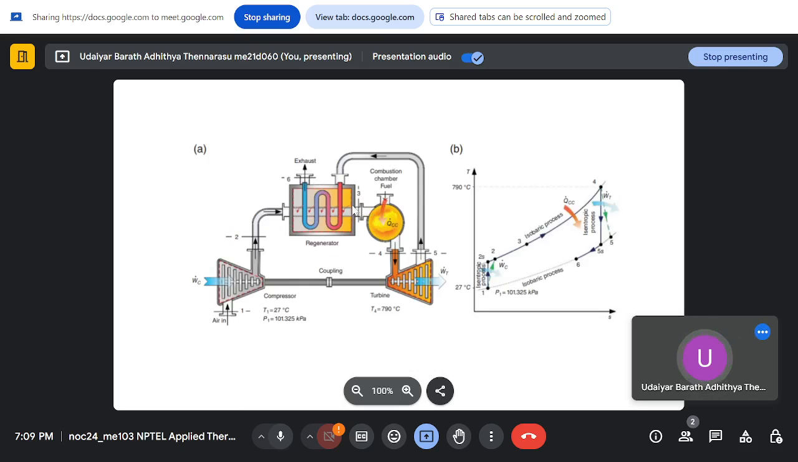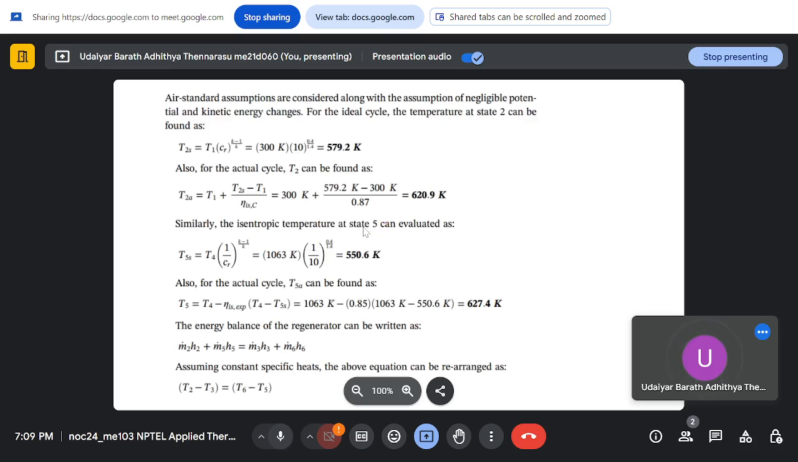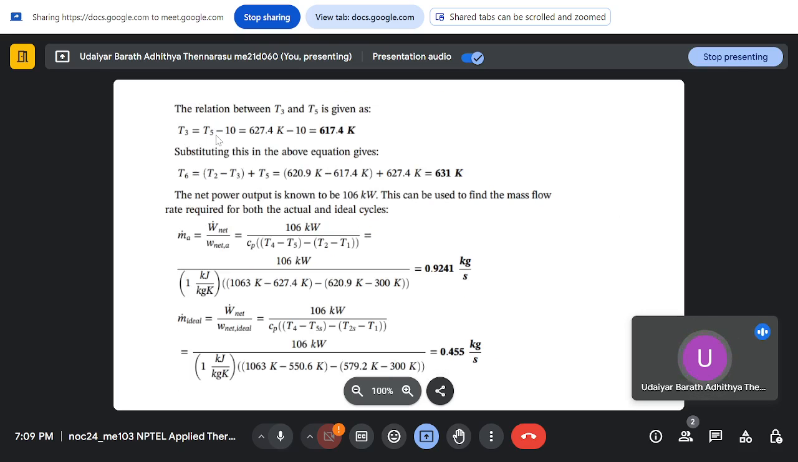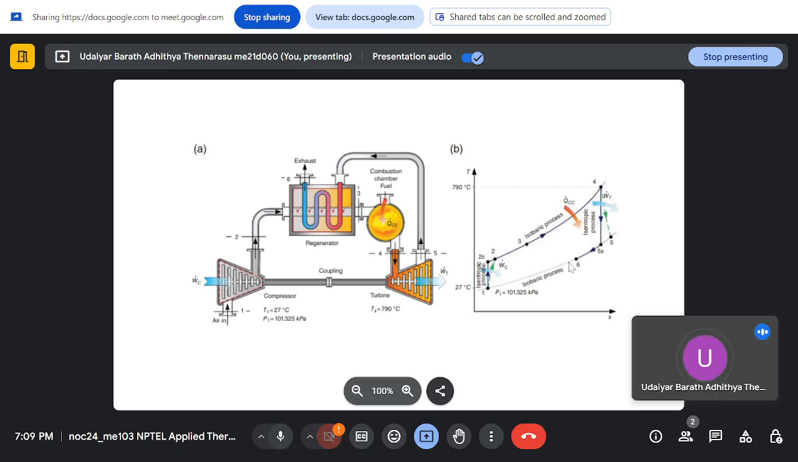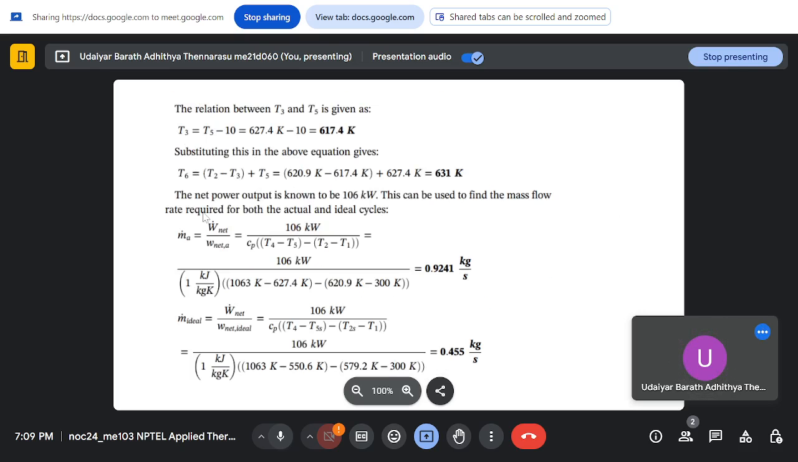Here we know the difference between T3 and T5 as 10 degrees Celsius. So T3 equals T5 minus 10. From this, T3 becomes 617.4 Kelvin. Substituting this in the expression, we can find the exit temperature T6. Now we know T3, we know T5, we know T2. So T6 is T2 minus T3 plus T5, which comes out to be 631 Kelvin.